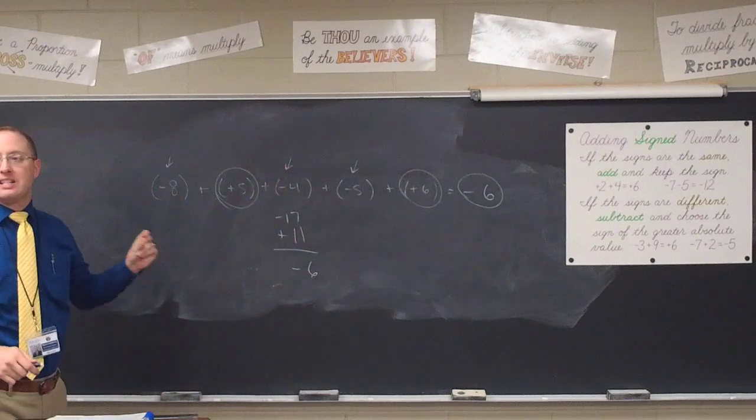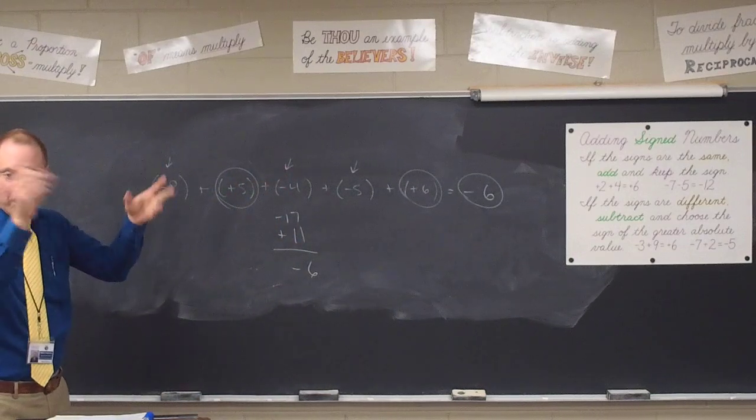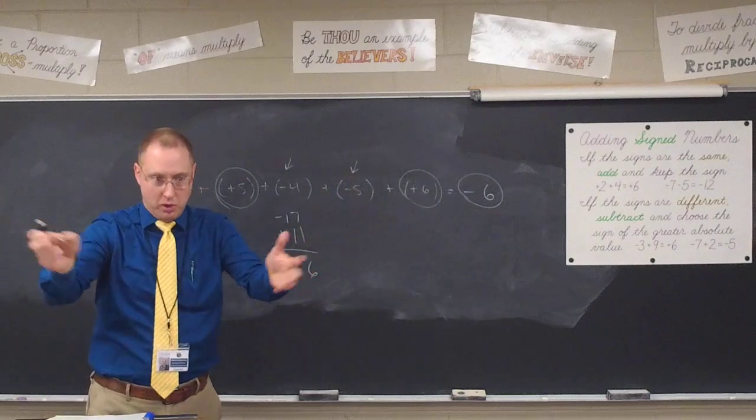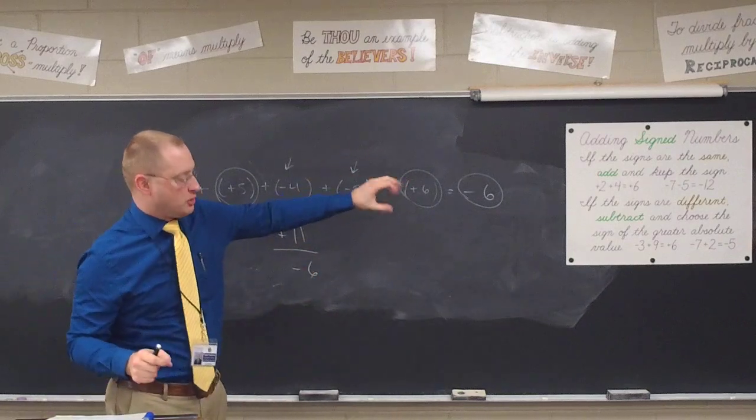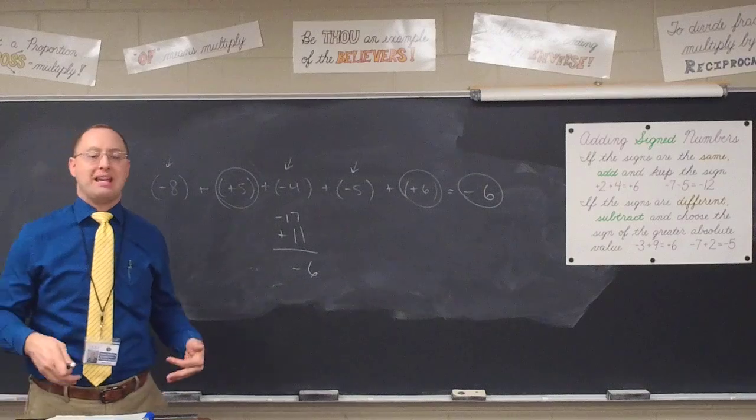Now we subtract 6 and keep the sign of the greater absolute value. Same answer, but it's a consistent process. Get all your positives together, get one thing. Get all your negatives together, get one thing. Then subtract, choose the sign of the greater absolute value. It just makes the work easier.